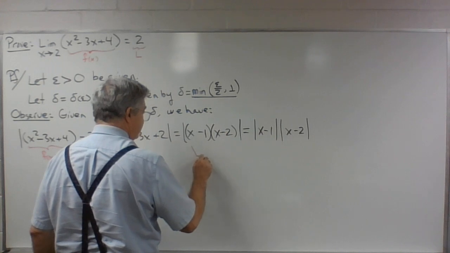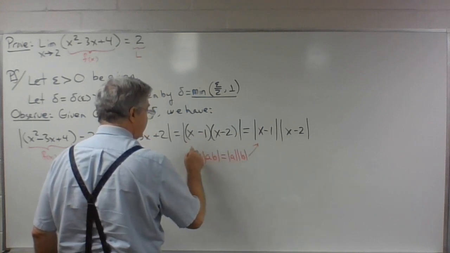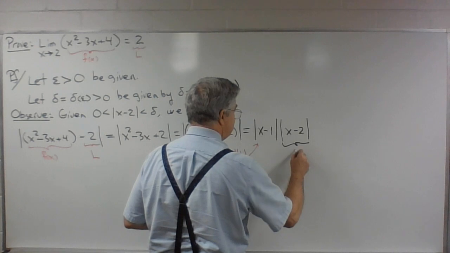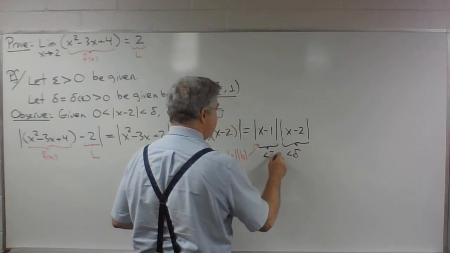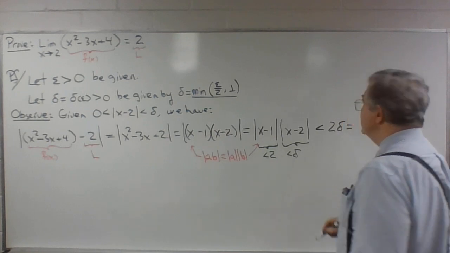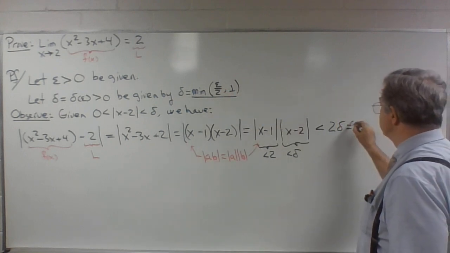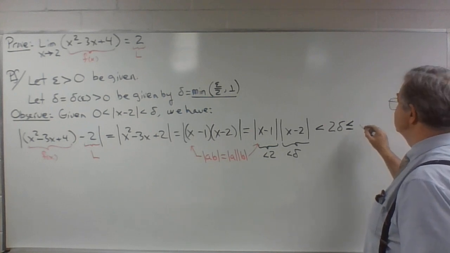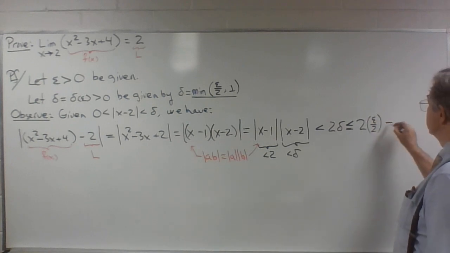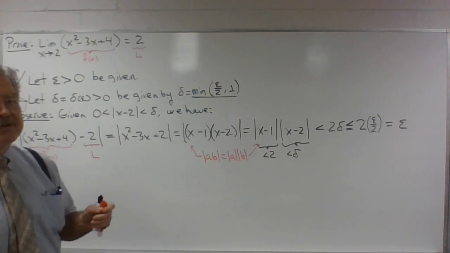And I might justify this. Absolute value of AB is absolute value of A times absolute value of B. And absolute value of x minus 2 is less than delta. And we know that absolute value of x minus 1 is less than 2. So this product is less than 2 delta. And what is delta? It's either epsilon over 2 or it's 1. So I'm going to say less than or equal to 2 times epsilon over 2, which equals epsilon.